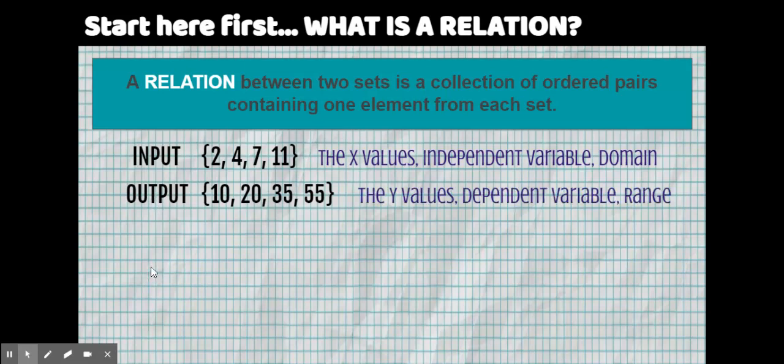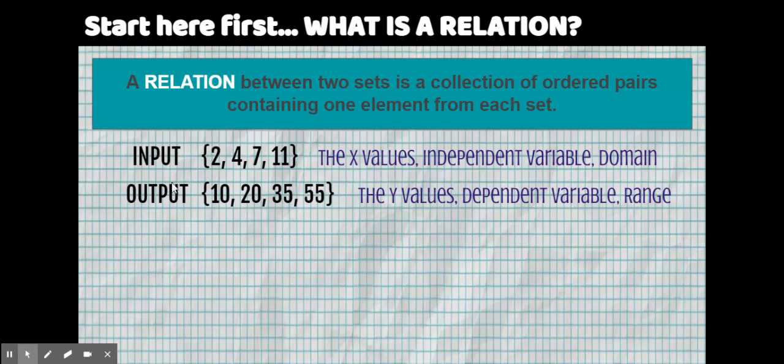Hopefully you remember the first two. Our output is called our Y values, our dependent variable, and here's that fancy word they're going to use in 8th grade. It's called the range values. So output has 3 other names that your teachers are going to use to get you comfortable with vocabulary.